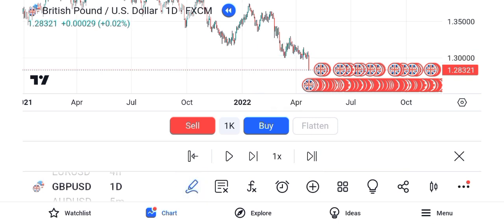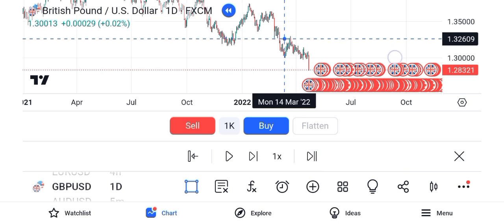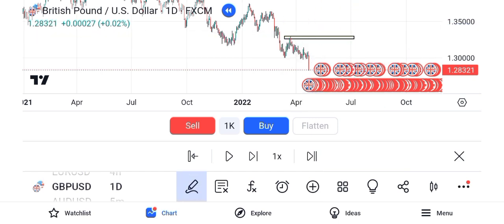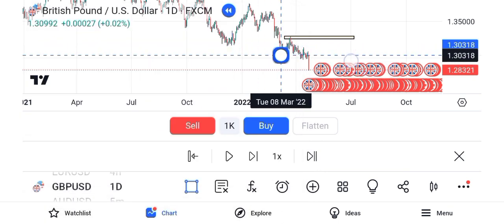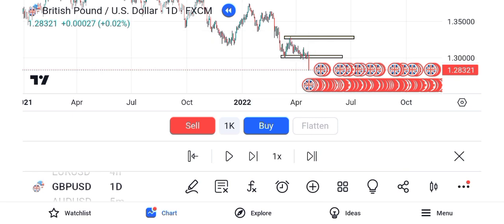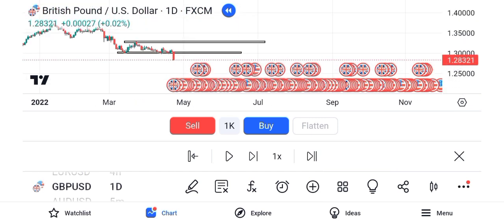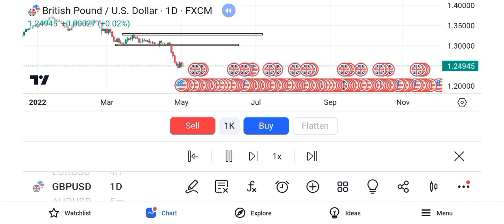So you can just go ahead and take your rectangle tool, then draw here, then draw here also. Once you do that, you can zoom in your charts and everything will be fine. So now let's see the chart play. Let's see the market playing.